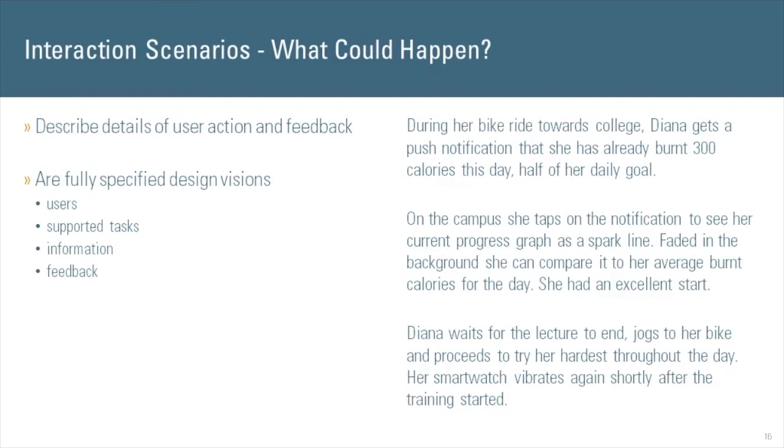So these are the different types of scenarios, and like I said, after each scenario we would conduct a pro and con list or claim analysis to see what worked well in the scenario for Diana, what didn't work well, and we would compare it with different scenarios in the same category.